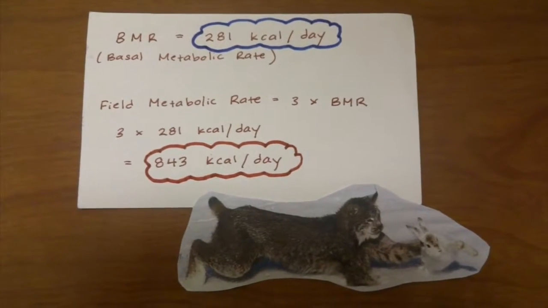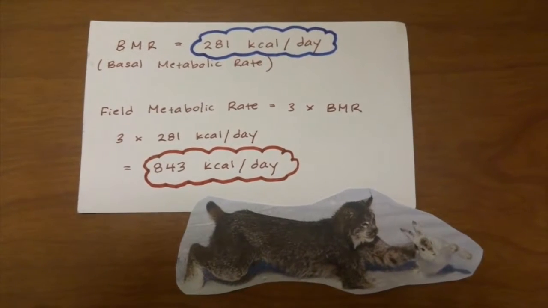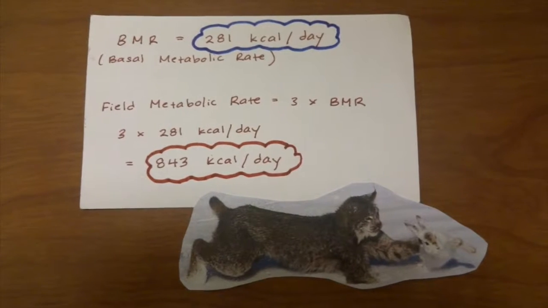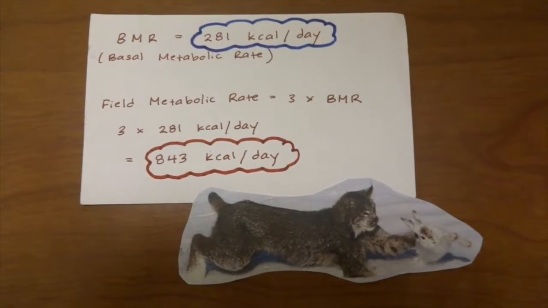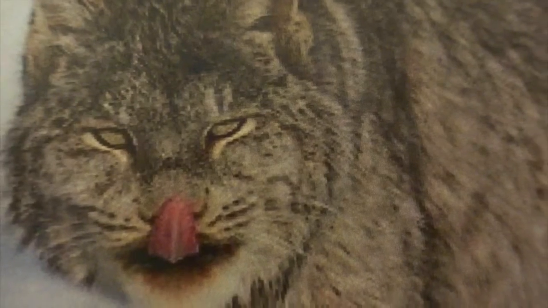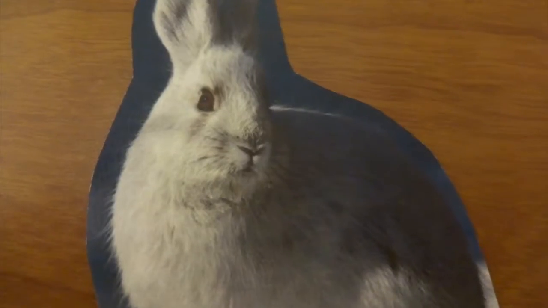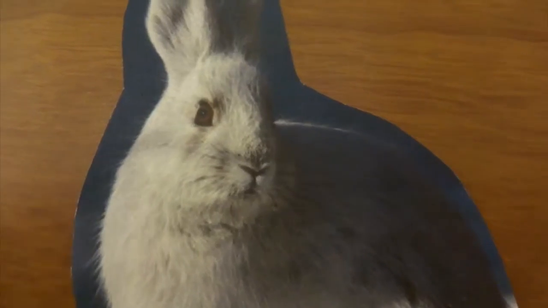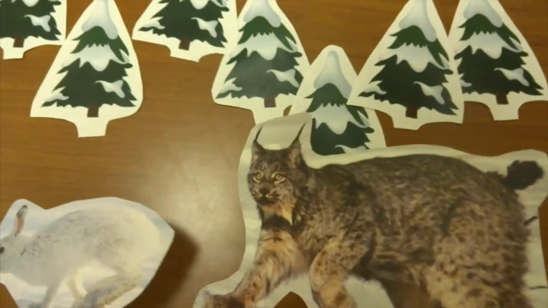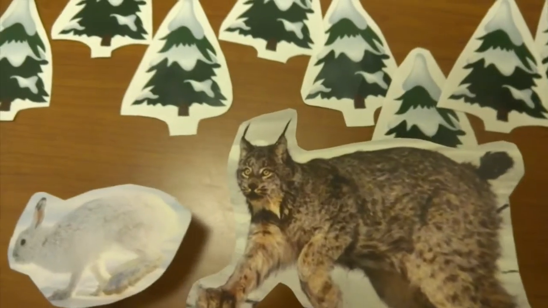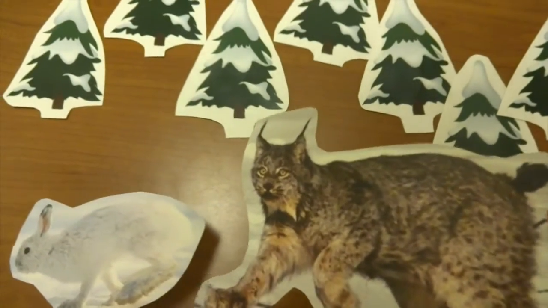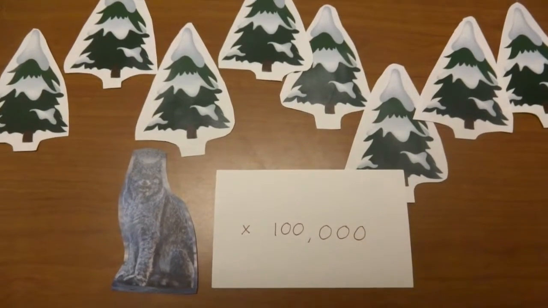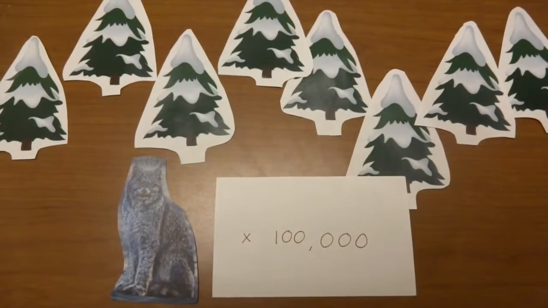Since the metabolic rate of an animal living in the wild is 3 times its BMR, the average field metabolic rate is 843 kcals per day. After having calculated the Canadian lynx caloric needs, we can calculate the population caloric demand for 12 months.